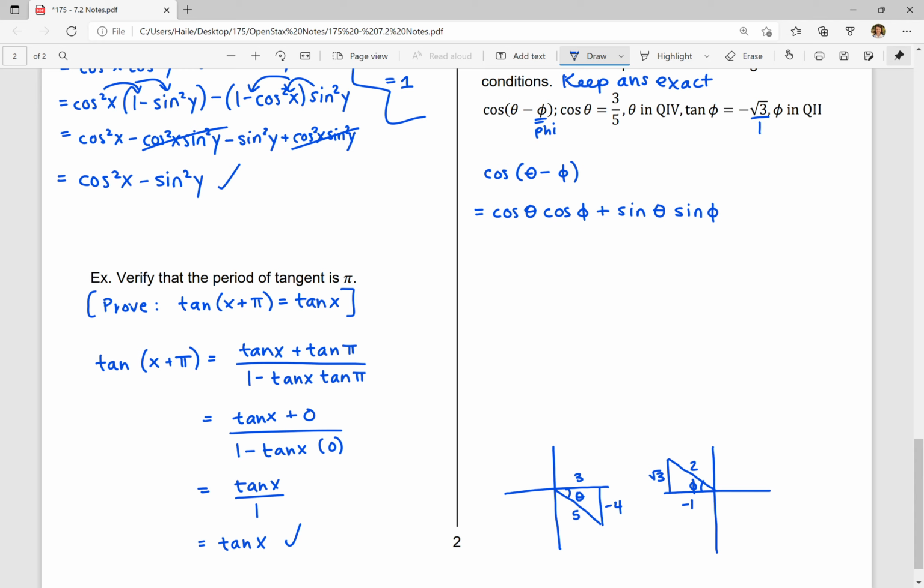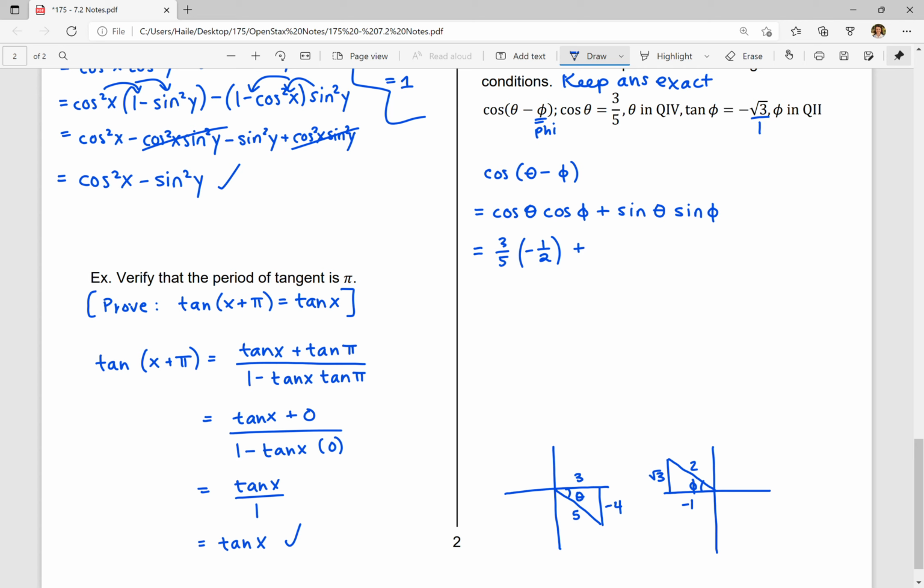The whole point of getting these triangles is that now we can get any trig function that we want for these two angles. So now I can actually plug values into the formula that I have written at the top. For cosine of theta, I'm going to look at the first triangle, and I know that cosine is adjacent over hypotenuse, so that's just going to be 3 over 5. Okay, cosine of phi, I'm going to look at the second triangle and do adjacent over hypotenuse, which is negative 1 over 2.